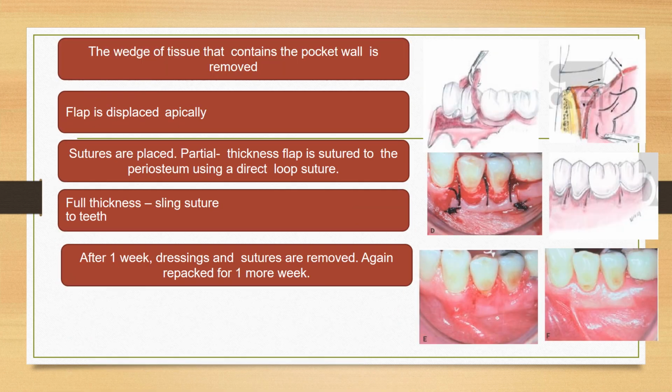You can see that the wedge of tissue that contains the pocket will be removed, and then the flap is displaced apically. Here it is displaced apically, and then the sutures are placed. The partial thickness flap will be sutured to the periosteum using a direct loop suture, and a full thickness flap will be sutured with a sling suture. After 1 week, the dressings and sutures will be removed and the area repacked for one more week.